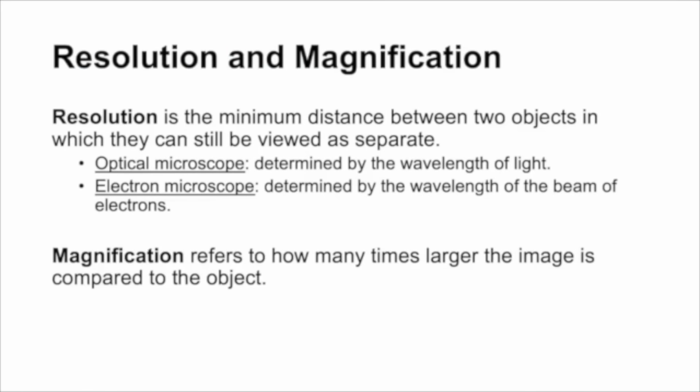But first, let's see what we mean by this term resolution and magnification, which was used in that summary. The resolution is the minimum distance between 2 objects in which you can still view them as separate. And in a light microscope or optical microscope, this is determined by the wavelength of the light. Whereas in electron microscopes, it's determined by the wavelength of an electron. Magnification refers to how many times larger the image is compared to the actual object that you are viewing.